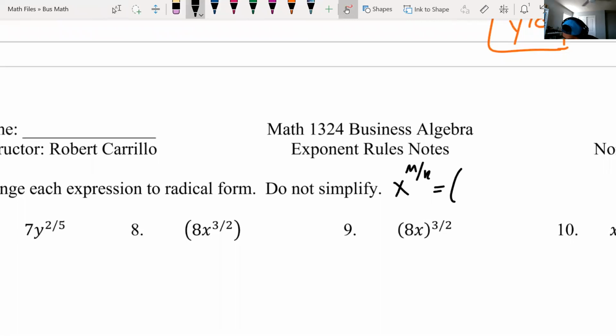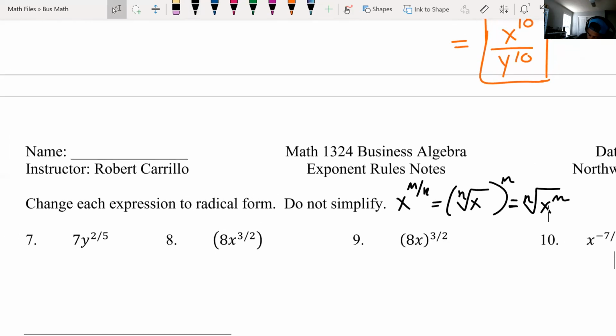Actually, since there's an 8 in there, let's see. No, I'll write the second step then. So you'll have the nth root of x to the m, which can be written as the nth root of x to the m. There we go. So we're going to be using this property.